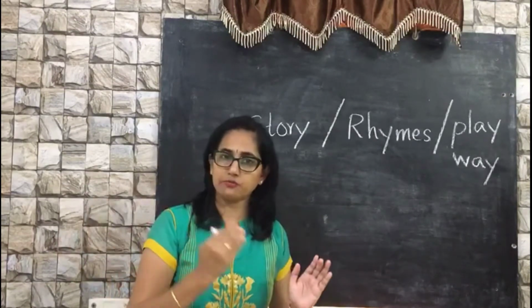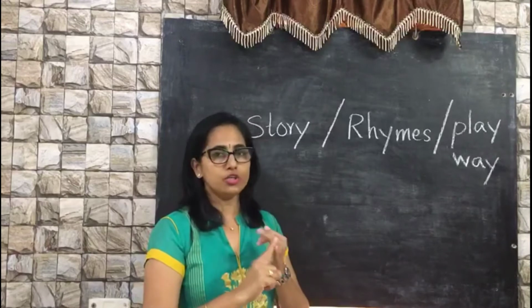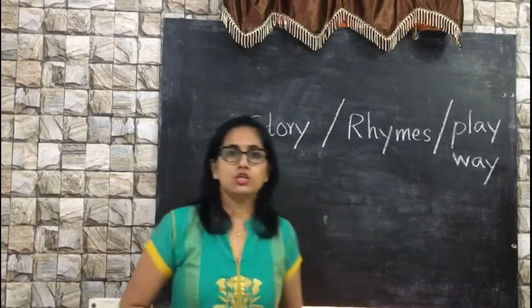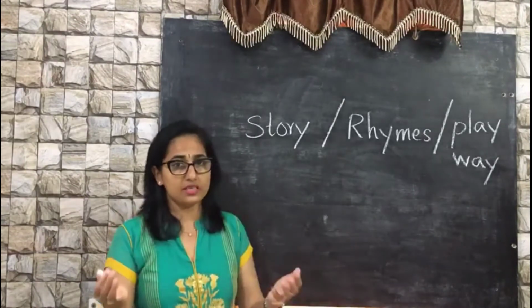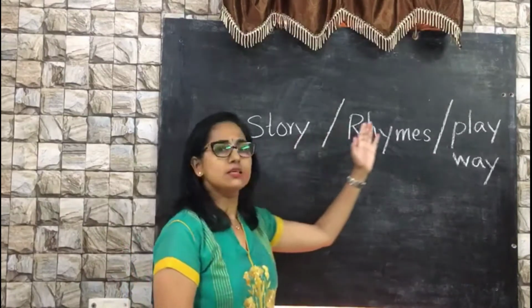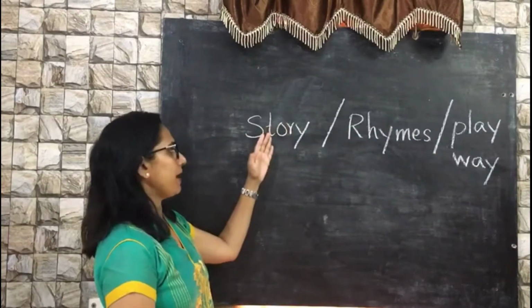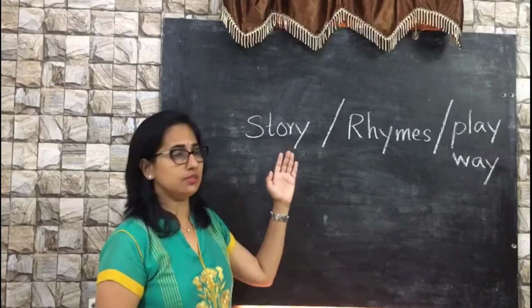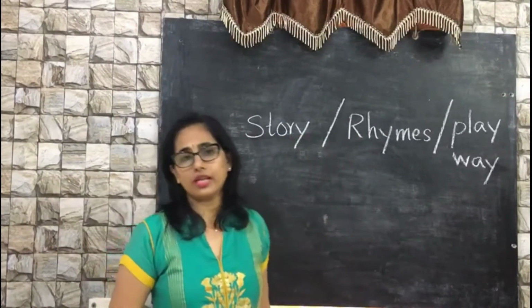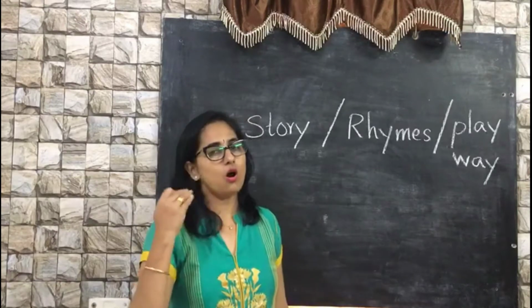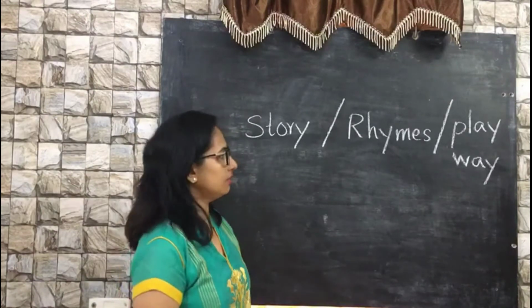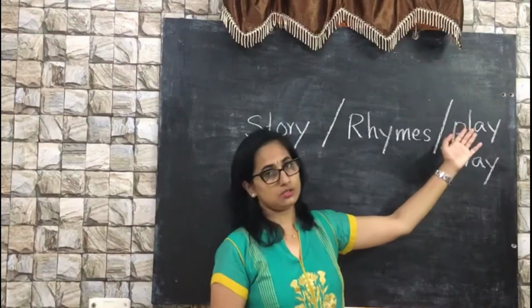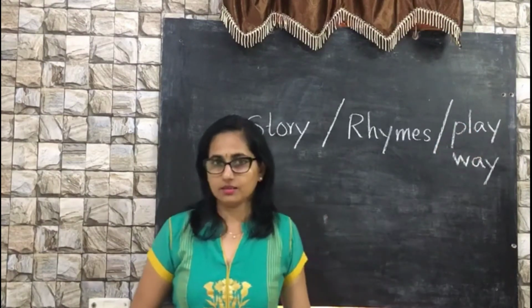We have different types of learners, right? Audio, visual and kinesthetic learners. Based on the different types of learners, we should apply all these methods. Story based will be helpful for audio or visual learners. Rhymes are helpful for kids who are audio as well as visual learners. And playway method, of course, is for kinesthetic learners.